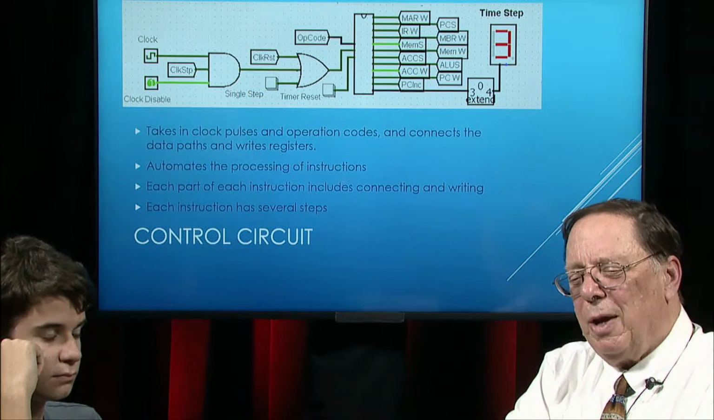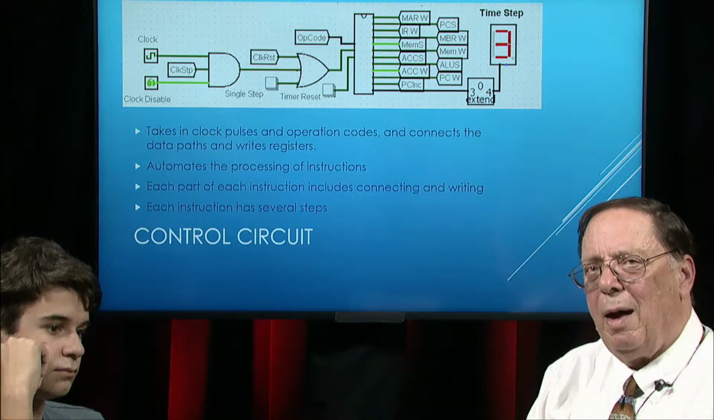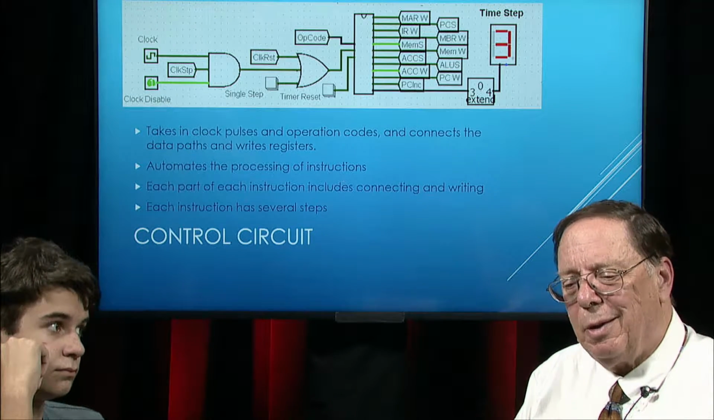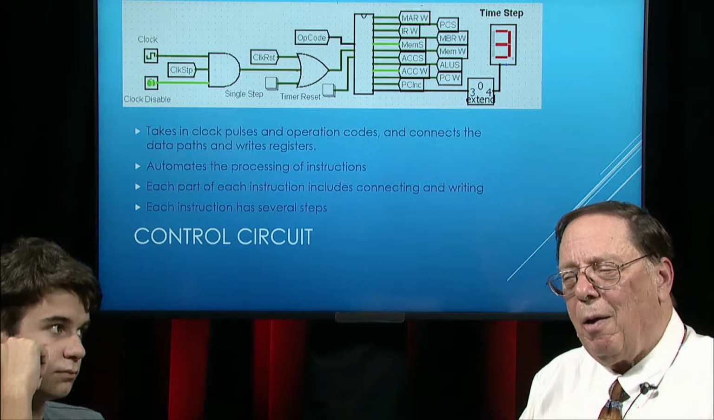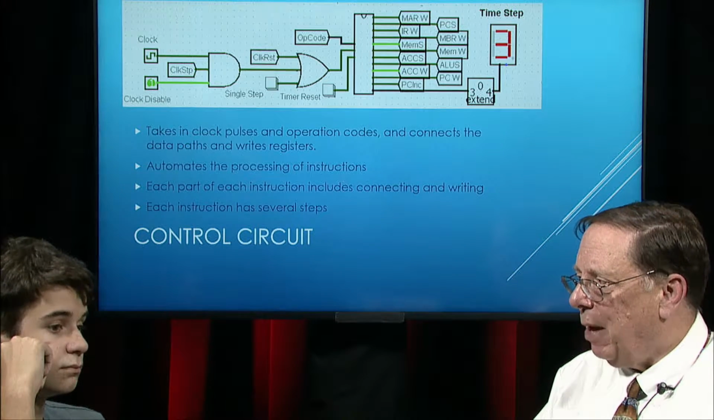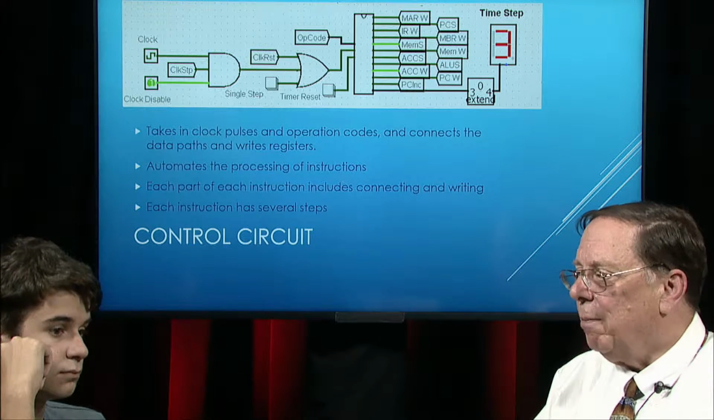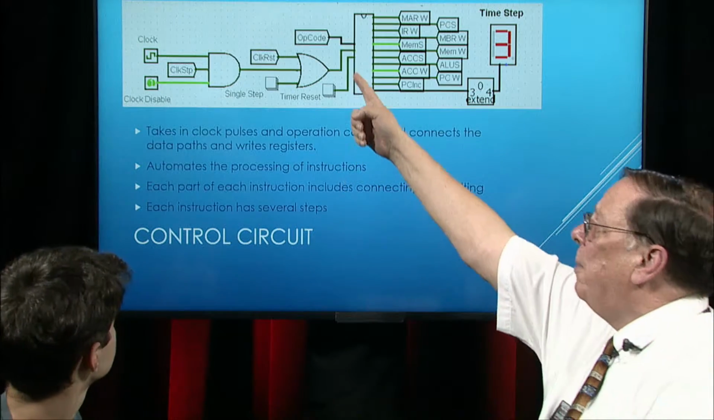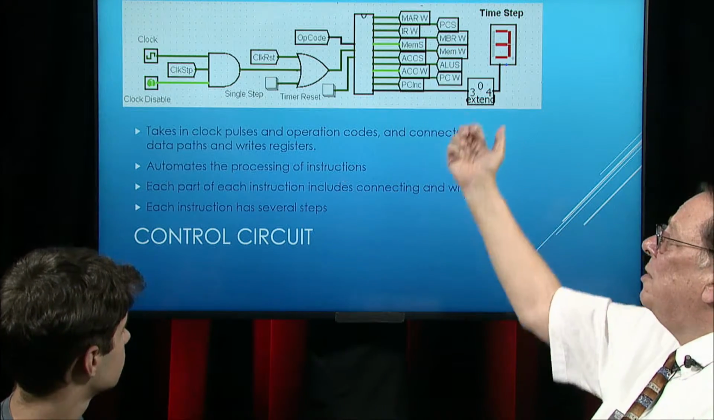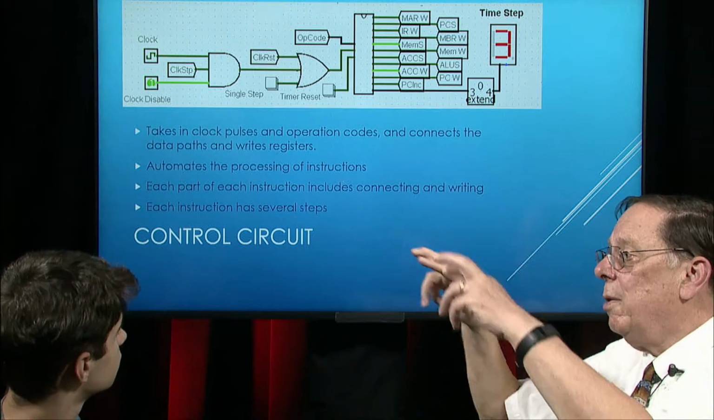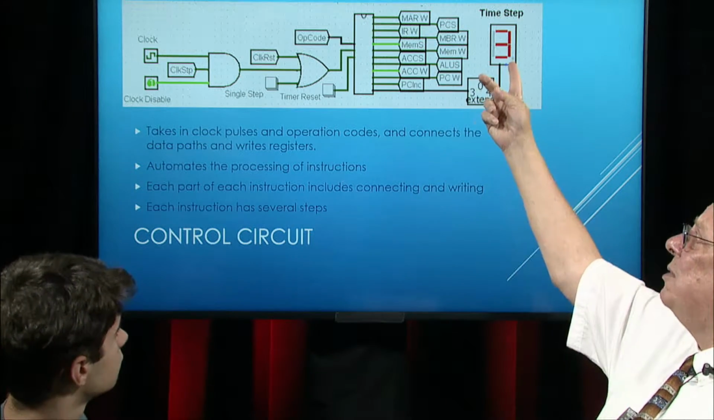This is the part that actually makes the computer automated. Remember we talked about how Dave Patterson in his book on computers said a computer is a data path and control circuitry. The parts we've been talking about are the data path. This is the control circuitry. What the control circuitry does is it takes in a clock pulse and an operation code, and then it hooks various parts of the computer up to other parts to make the instruction happen.